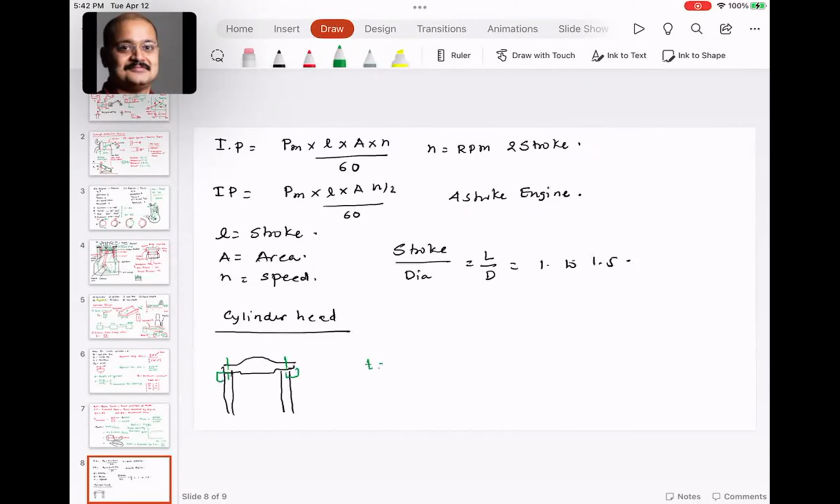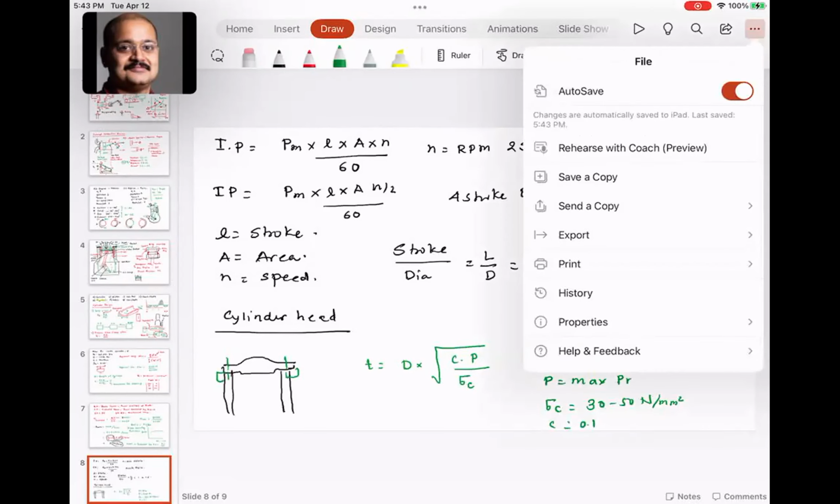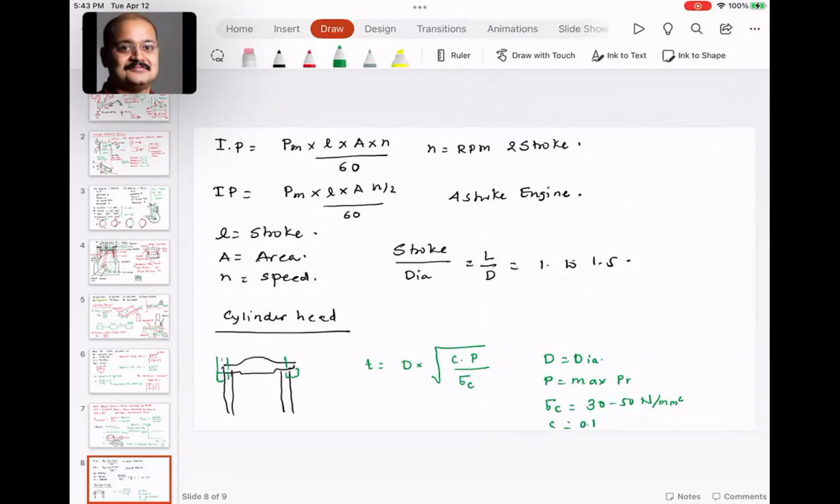So the thickness of the cylinder head is diameter multiplied by C times P divided by sigma C. That comes from the circumferential stress, where D is equal to dia, P is equal to max pressure, sigma C is allowable circumferential shear stress, 30 to 50 Newton per millimeter square, and C is a constant, typically 0.1. And the last part is what you do is you determine the bolt sizes.